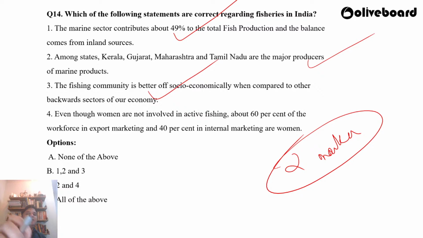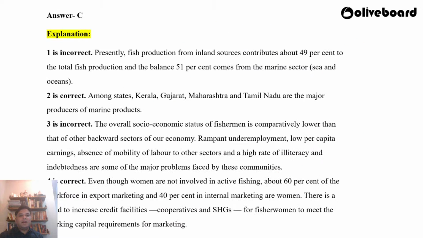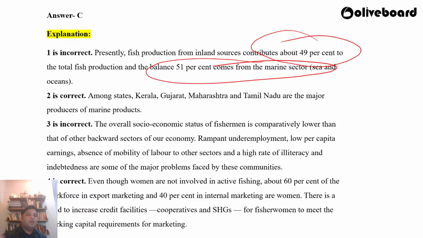1 is incorrect. The statement that the marine sector contributes 49% to the total fish production and the balance comes from inland resources is untrue. Presently, fish production from inland sources contributes 49% to the total fish production and 51% comes from the marine sector. So the figures were inverted. 2 is correct because among states, Kerala, Gujarat, Maharashtra, and Tamil Nadu are the major producers of marine products. Why? Because of a long coastline.